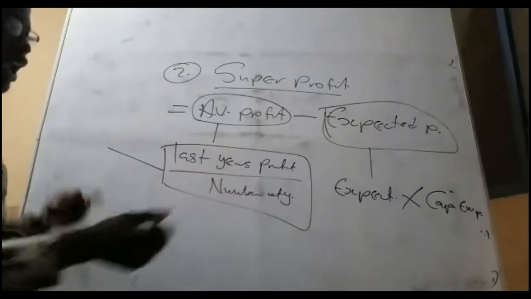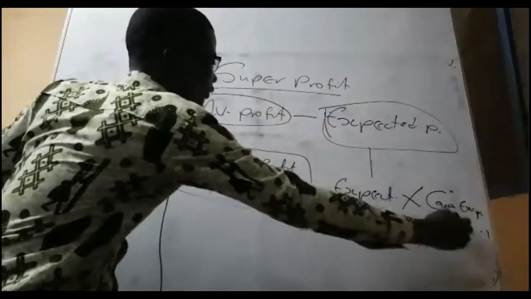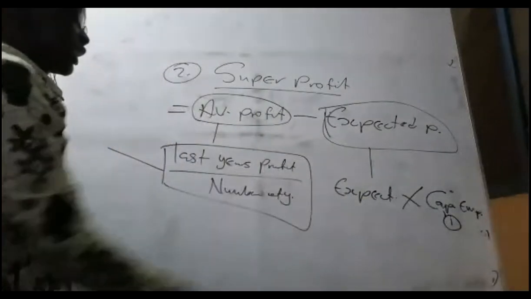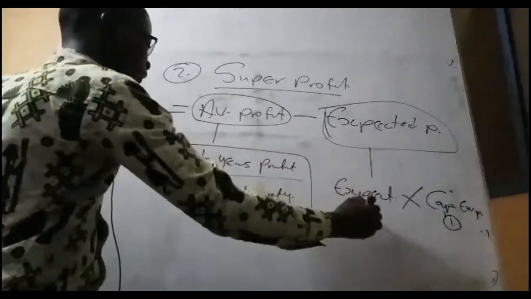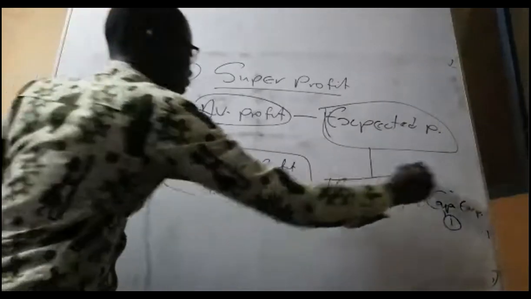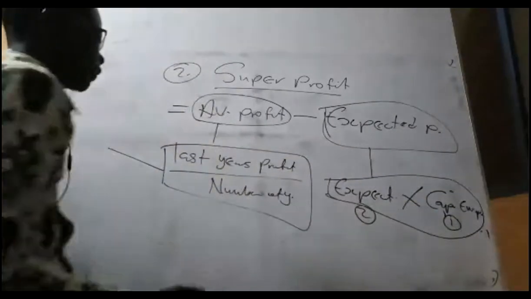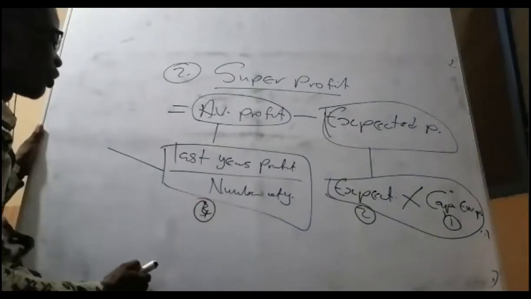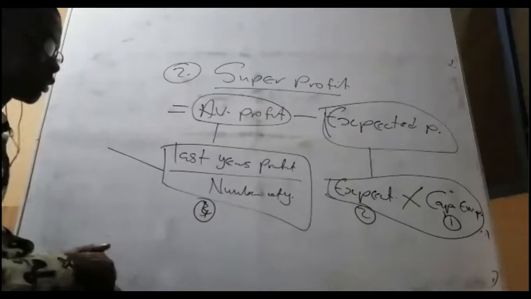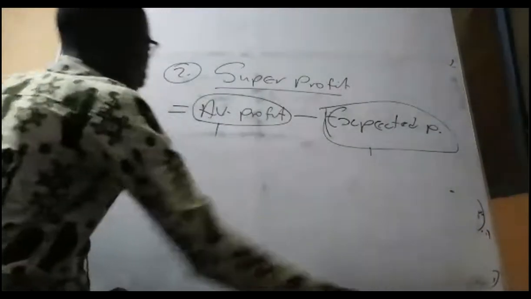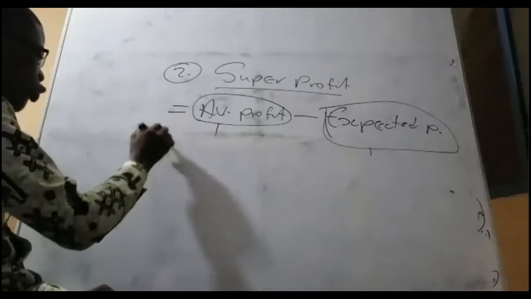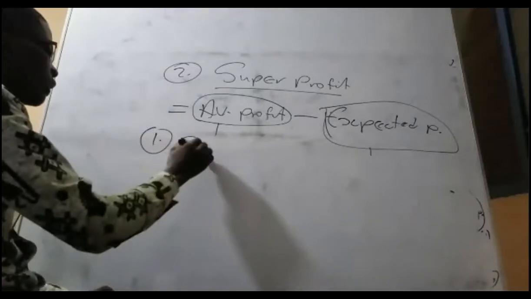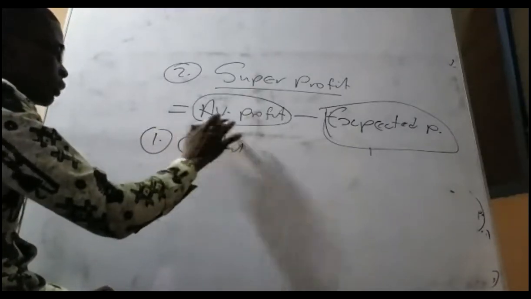So the steps are, this one is step one: find the capital employed. Step two, find the expected profit. Step three, find the average profit. Step four, then you continue. So let's begin with the steps, then you'll be fine. Step one, find the capital employed. That's the very first step.